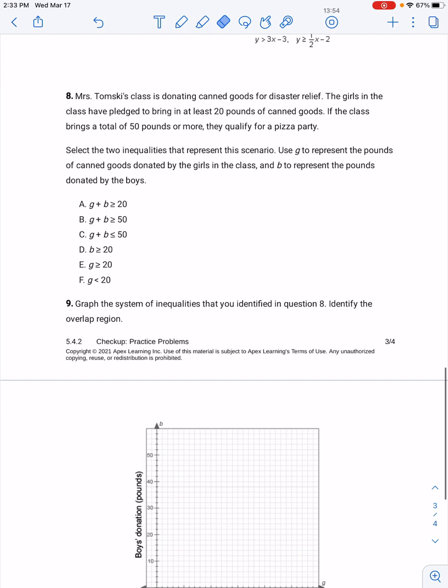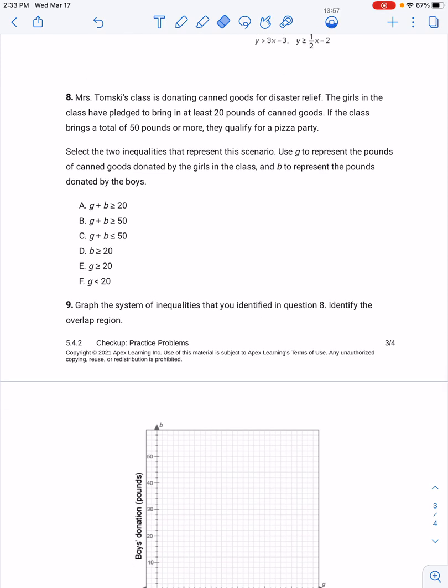And for number 8 and 9, it's a word problem. It says, Mrs. Thompson's class is donating canned goods for disaster relief. The girls in the class have pledged to bring in at least 20 pounds of canned goods. I like to go in and highlight. So they've agreed to bring in at least 20 pounds. Think about what that could mean.